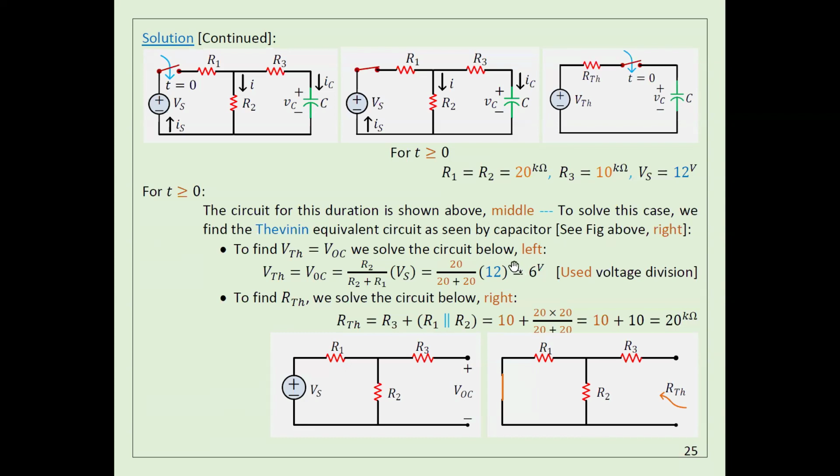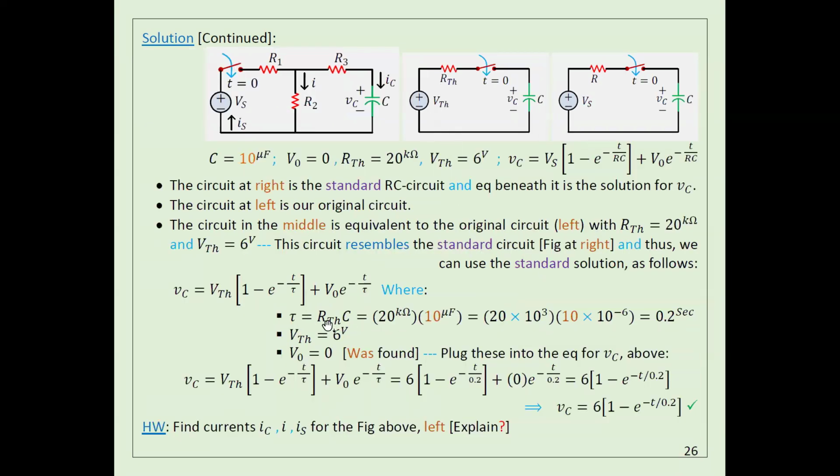Tau is equal to R times C. So here when we calculated tau, R times C, it was 0.2. Okay. This way, I know the current IC. Is that okay? The test will be one of these examples, this one and previous ones.